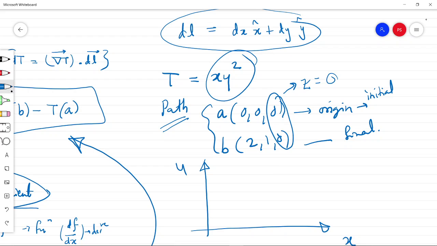Fine. So this is the point A having coordinates 0 0 and we have a point B here having coordinates 2 1. So from A to B, either we can go along x direction and then along y direction, or we can directly move from A to B in a straight line. So there are different paths possible, namely path 1, path 2 and so on.